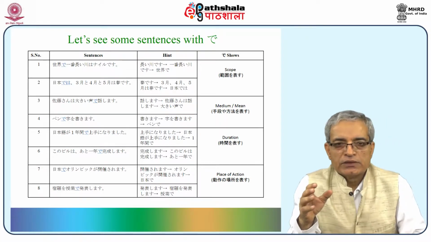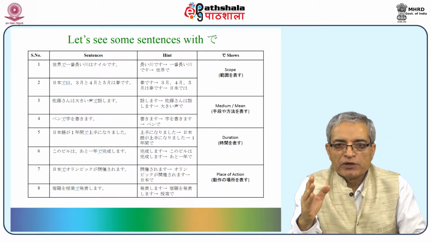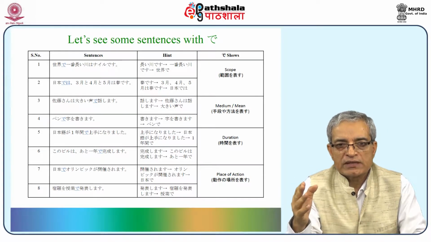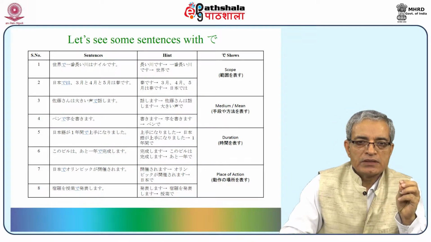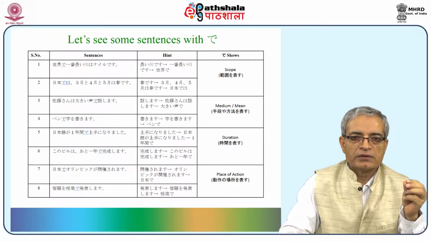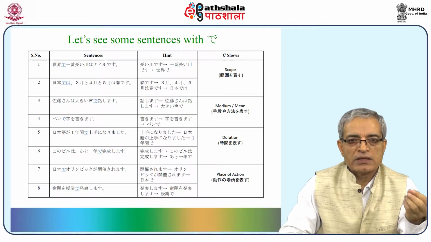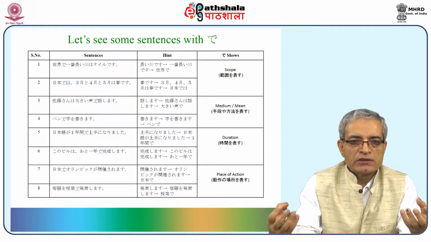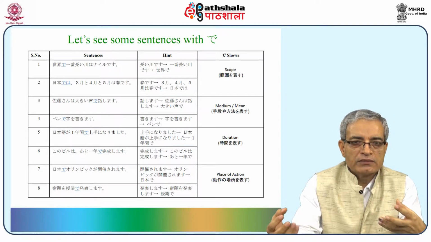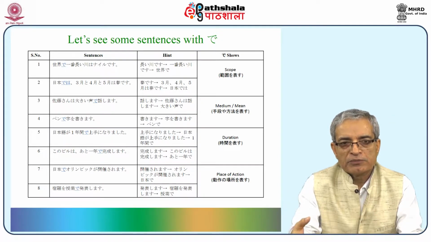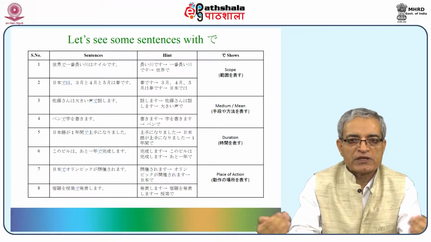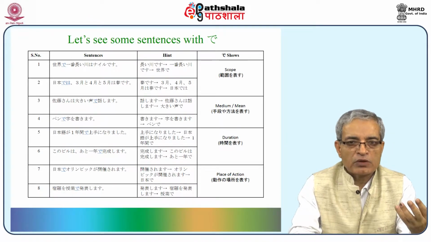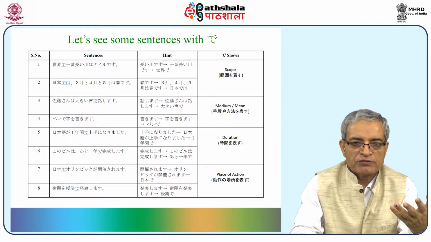Now if we see these examples, I think the first one is scope. If you see the first and second examples, the first says there is a river, the river's name is Nairu, and this river is the longest in the world. So it is trying to limit the scope. The second sentence is Nihon de wa 3月と4月と5月は春です. A particular period is spring, so the scope is limited, so it is representing scope. The third and fourth examples show medium or means. The fourth shows duration, and the fifth place of action.